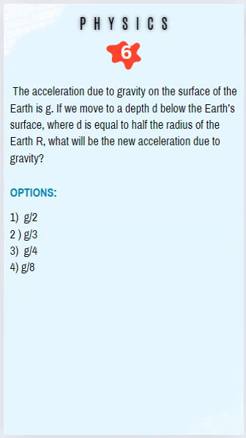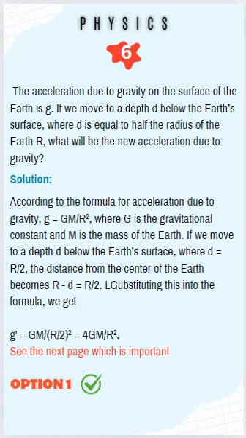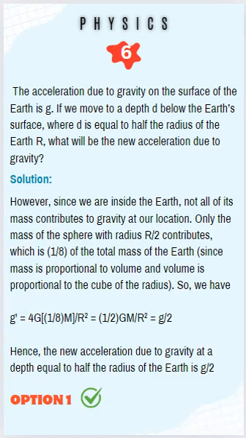The next question is based on variation of acceleration due to gravity with depth. Depth means going down the surface of Earth. Remember that only the portion of Earth from the position of the object to the center of the Earth contributes to g. Mass of Earth between its surface and position of the object does not contribute to g. The correct answer is option 1. You can see how g is calculated with change in depth.